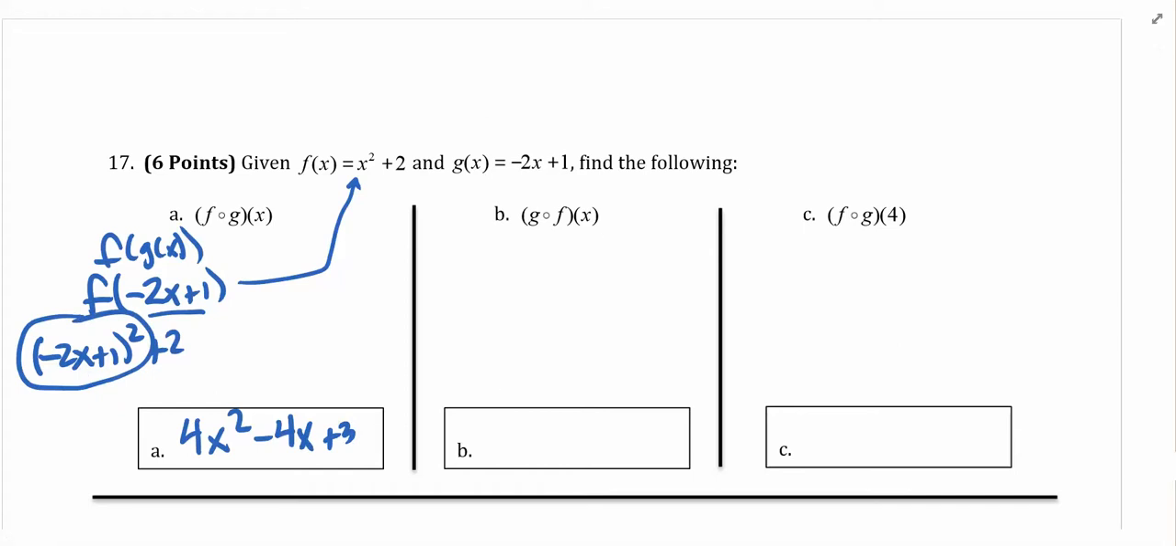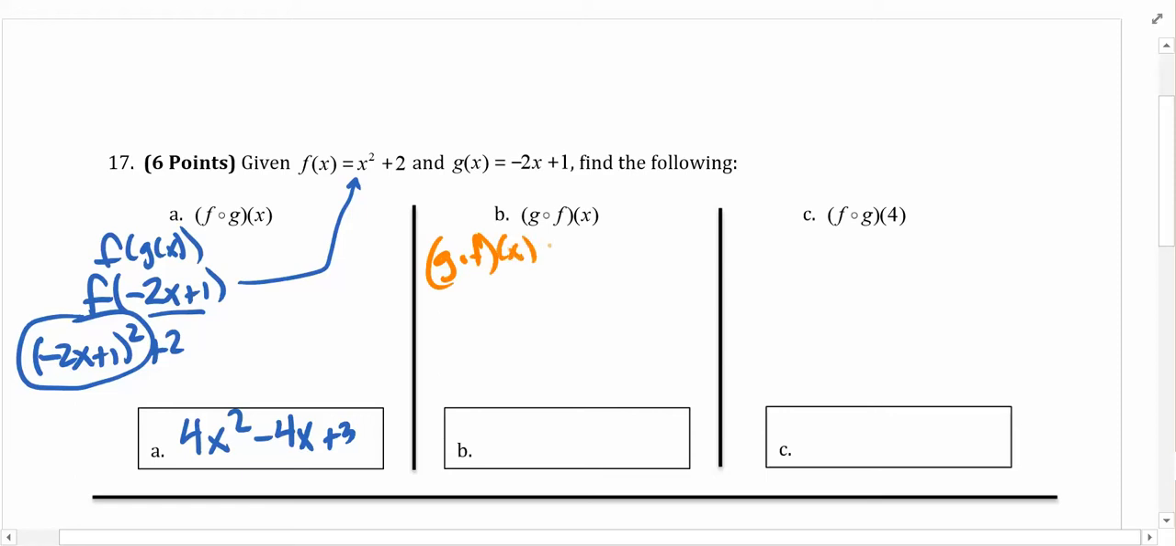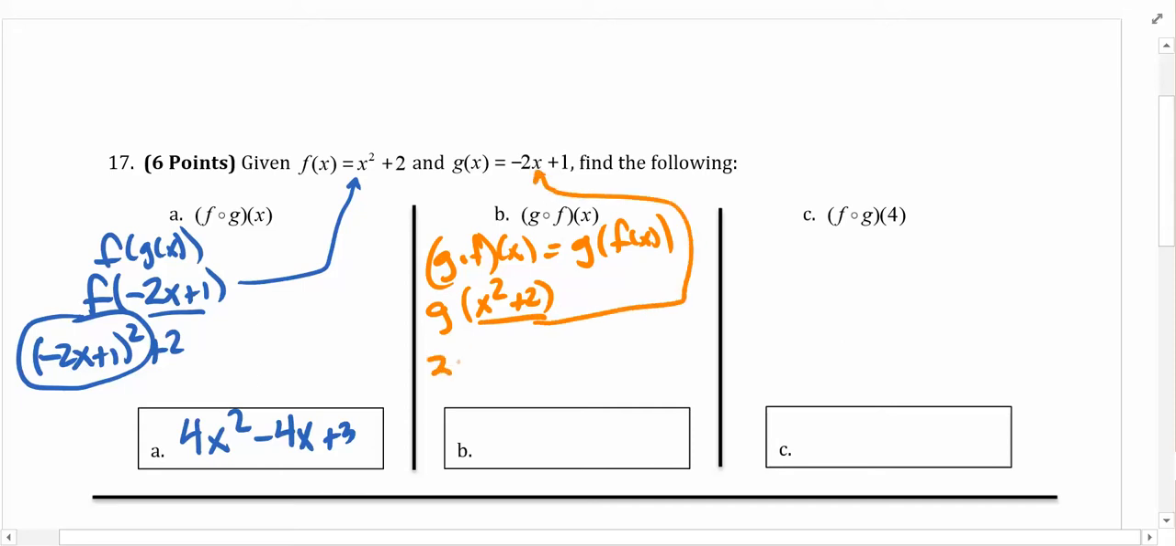Okay, for the next one I'll do it in orange for you. So g of f of x is equal to g of f of x. So this means that f of x is inside of g of x. So I want g of an x squared plus 2. And then I take all this information and I plug it right there for the x. So I'd have negative 2 times an x squared plus 2, and then I would add 1. This would give me negative 2x squared, and then a negative 2 plus 1 would give me a minus 3. So that'd be the answer for that one.